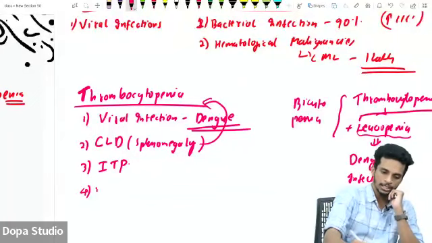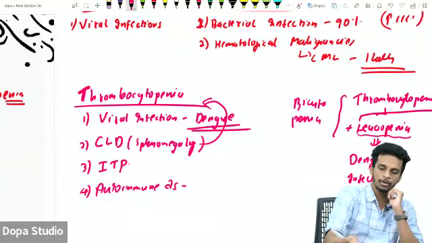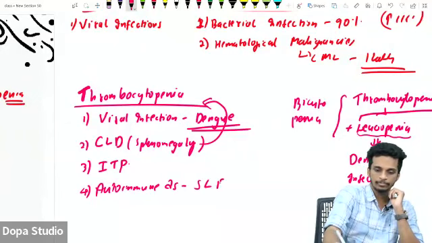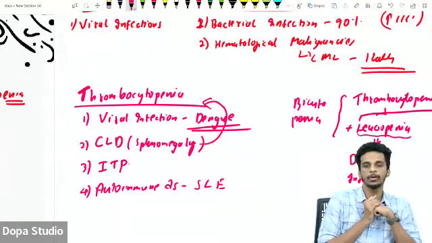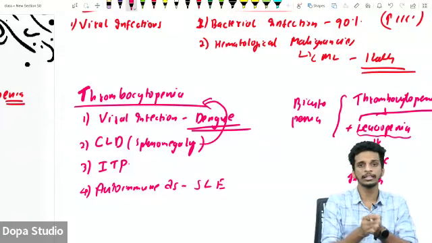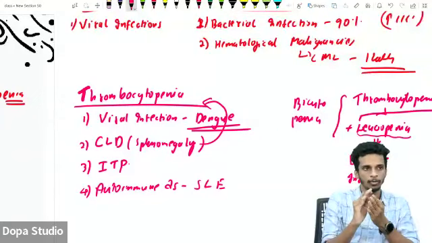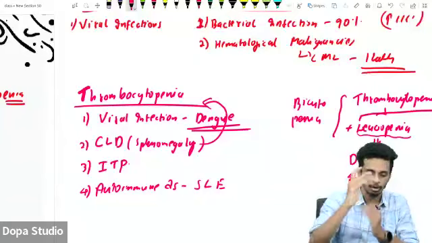Now, the fourth condition is autoimmune diseases. Patients with autoimmune diseases like SLE can have thrombocytopenia. So why am I discussing it like this? Because whenever you see thrombocytopenia in a patient, these are the causes to consider.